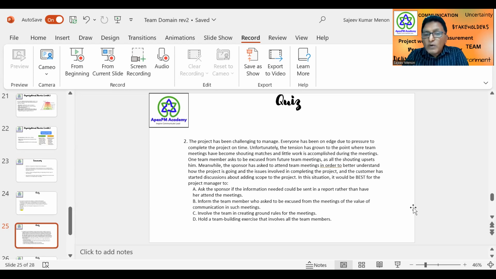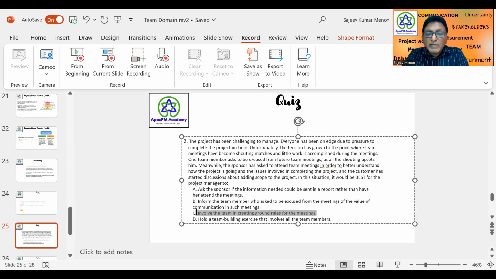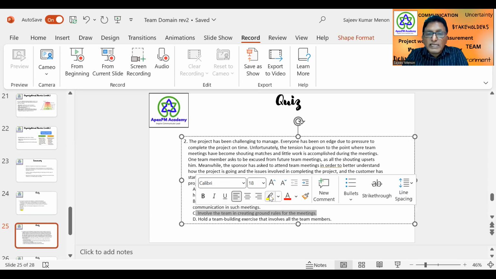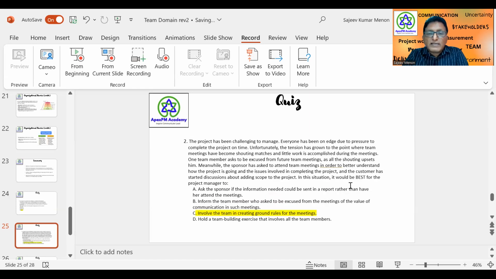D is holding a team building exercise. Can it help solve the meeting problem? Now, what is the main cause of the meeting noise? It is because we have not had ground rules before the meeting. So this choice C is the best choice, involving the team in creating ground rules for the meeting. That would help. So that is the correct answer.